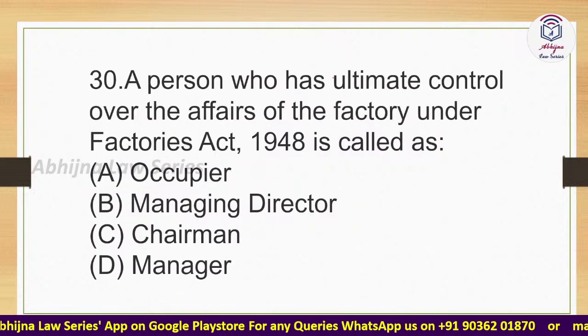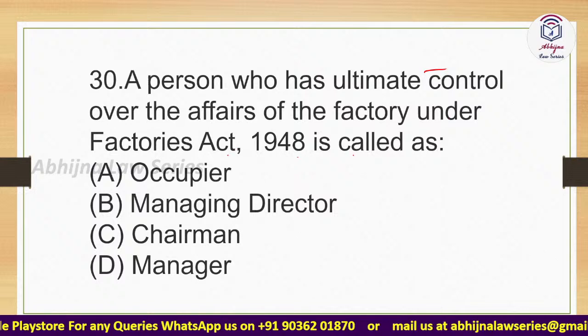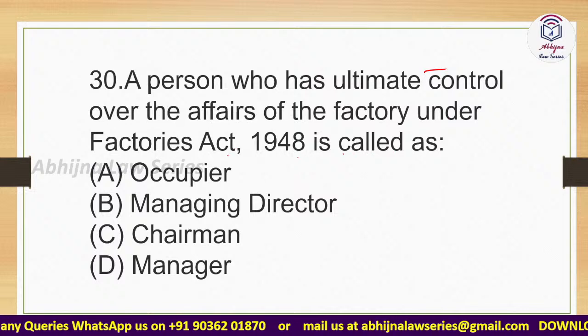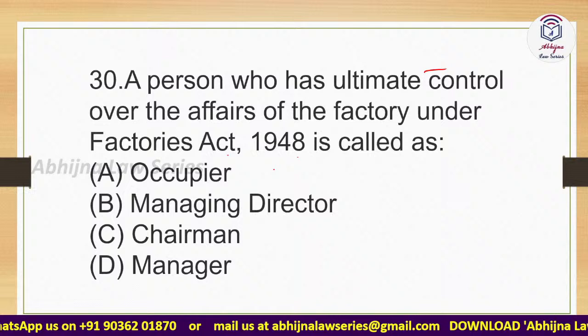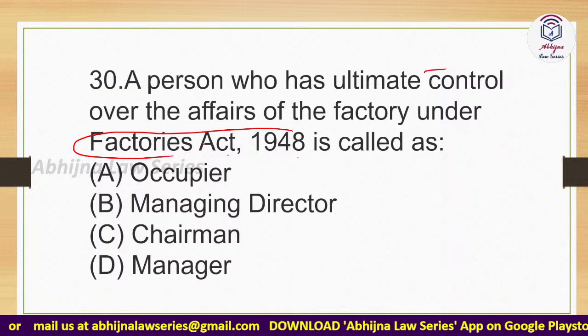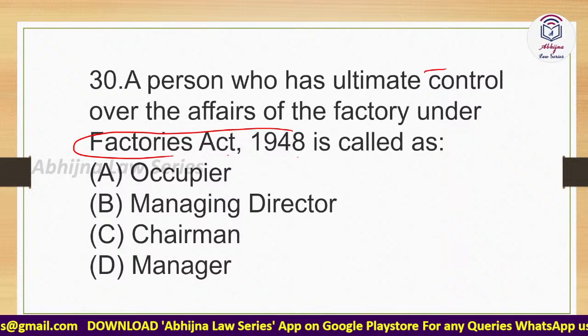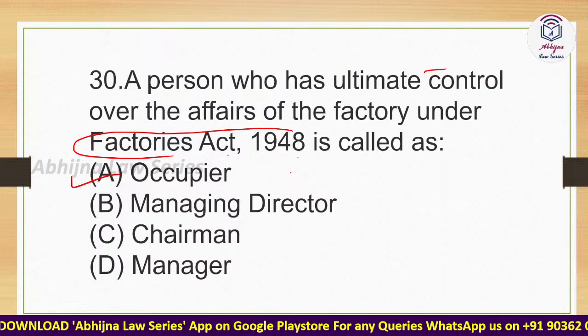Next one. A person who has ultimate control over the affairs of the factory under the Factories Act 1948 is called as. So, the Factories Act comes under labor laws. In the Factories Act, the person who has the entire control over the factory affairs is said to be the occupier, as per section 2.